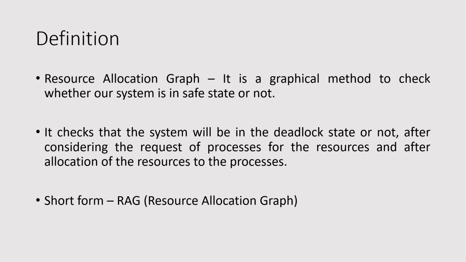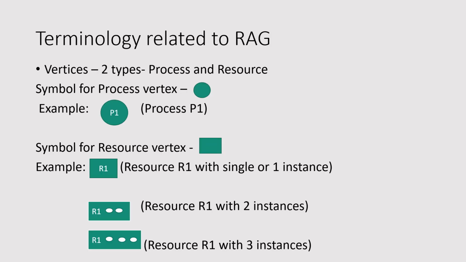So this RAG or resource allocation graph is a graphical method to check whether our system is in safe state or not, and it checks that the system will be in the deadlock state or not after considering the request of processes for the resources and after allocation of the resources to the processes. And the short form which we'll be using is RAG, that is resource allocation graph. So let us now discuss the terminology which is related to RAG.